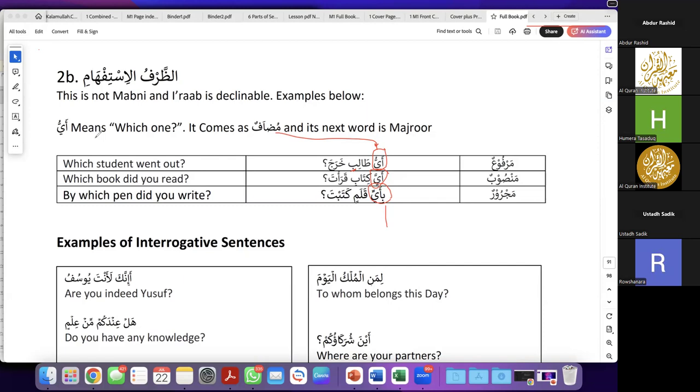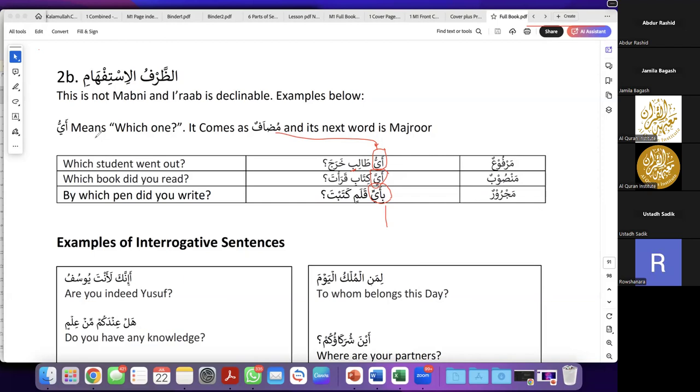What is the role playing here? The first sentence is also a similar construction: which student left. When you say which student left, that becomes purely marfu state, that's the subject. But when you say which book did you read, the context changes, it means you read a book. A book is the object here. So ayya kitabi, that's why.